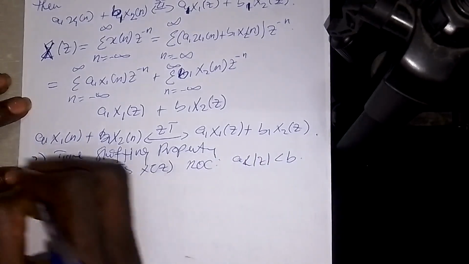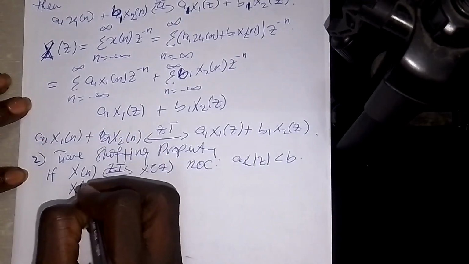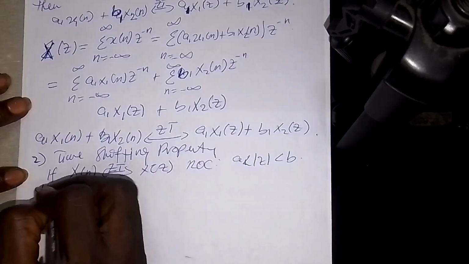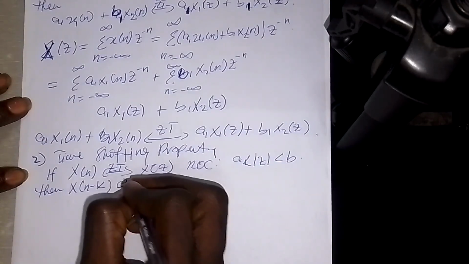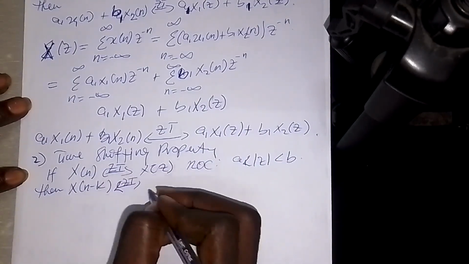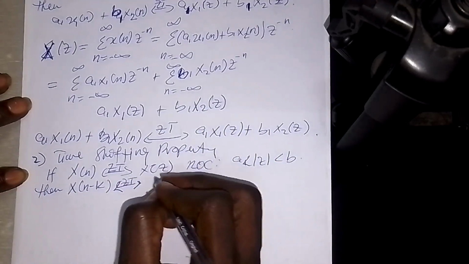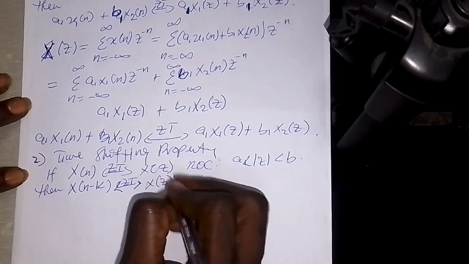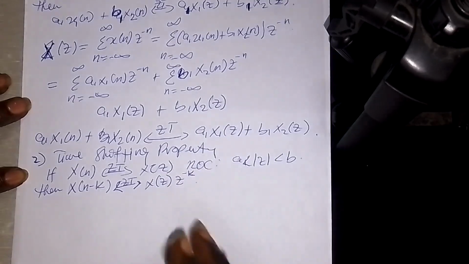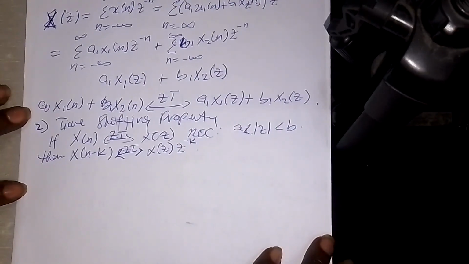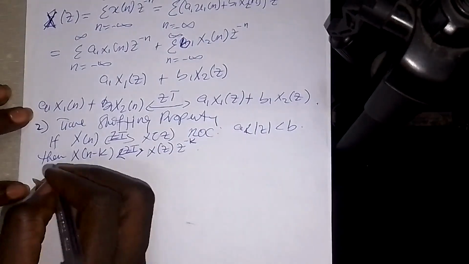then you're going to have x of n minus k also having a Z transform of X of Z into Z to the minus k. Okay, you're going to have this. Now how do I prove this one?